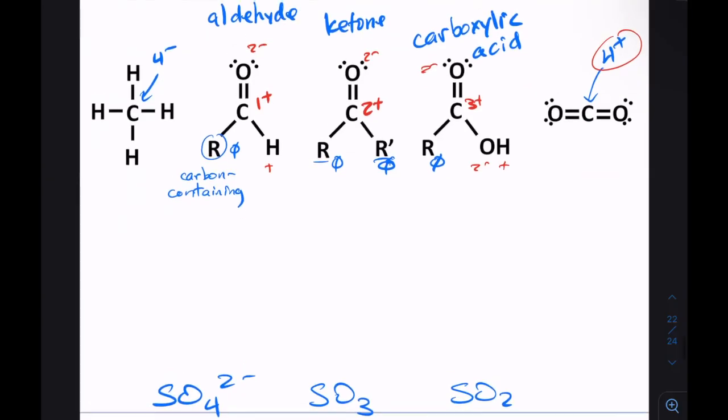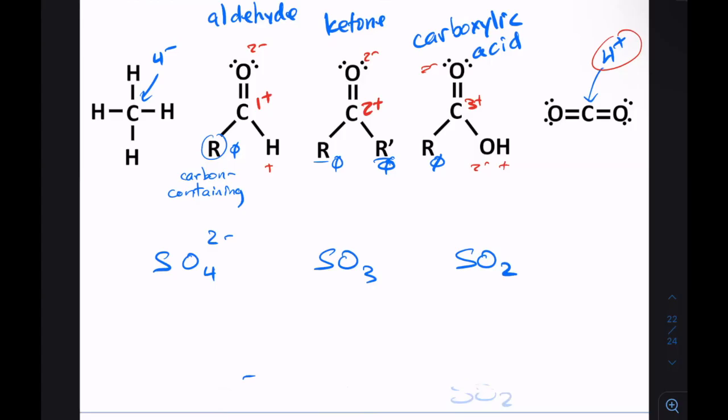All right, let's do some practicing here. Let's look at the oxidation number on sulfur in the sulfate polyatomic ion, when it's in sulfur trioxide, and when it's in sulfur dioxide. Why don't you have a go with those? Now you're going to have to draw out the skeleton structure. It's like building the Lewis structure.